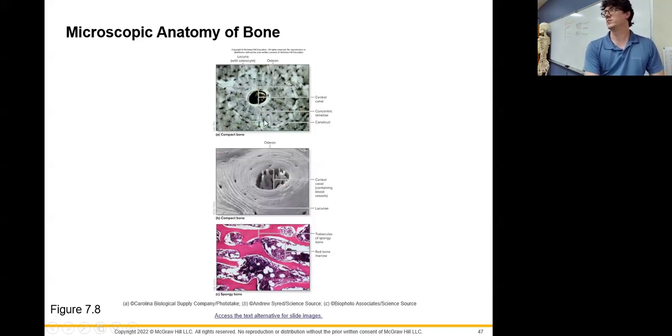So this one, what kind of bone do you think this is? We see a central canal and little concentric rings around them. So this would be what? Compact. Very good. What about this one? Well, we still have a central canal. We still see little rings. So compact. Very good. This is just a different type of microscope viewing. This one, bridge, bridge, space, space. This is our spongy bone.